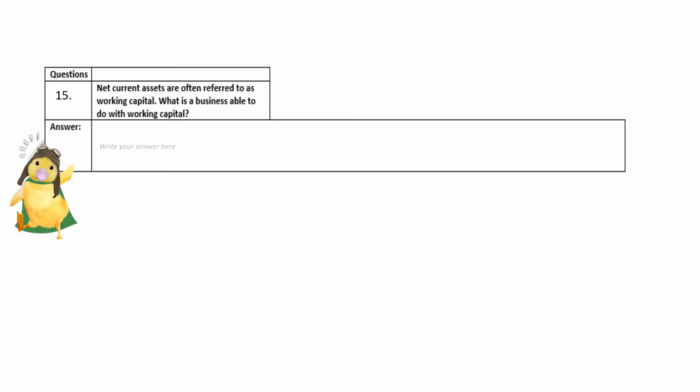Question 15. Net current assets are often referred to as working capital. What is a business able to do with working capital? Now here you might need to do a little bit of research to find the definition of the word working capital.